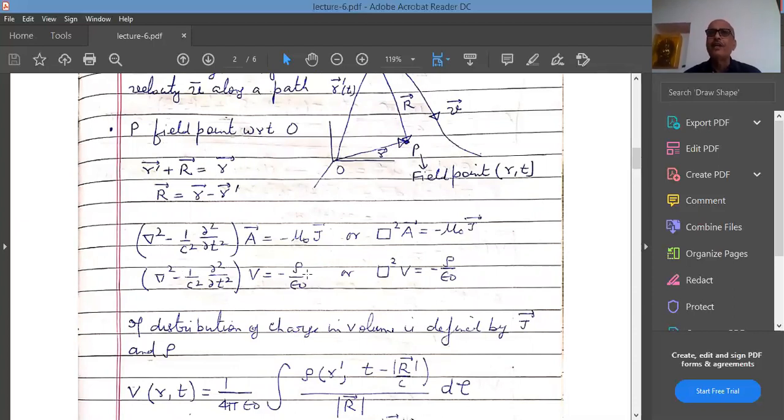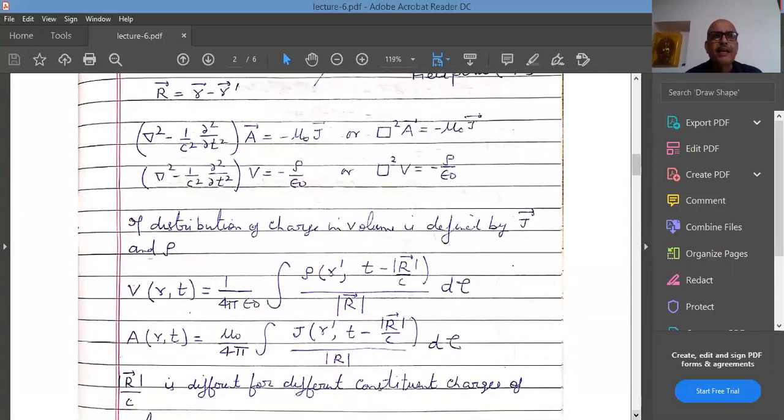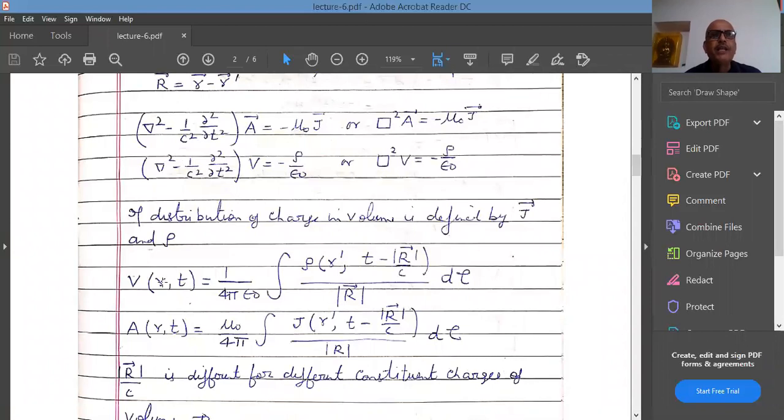We wrote the solution V as a function of r and time t equal to 1 upon 4 pi epsilon 0 integration over the whole volume of rho into d tau divided by r. On a similar footing, in fact, it's a 4-dimensional problem. It's a problem of electrodynamics where time variation has also been taken into consideration. So if the distribution of charge in the volume is defined by, let us say, J and rho again, we can write down the solution of these two equations as V(r, t) is 1 upon 4 pi epsilon 0 rho at r dash, and at time t minus R upon c, divided by R into d tau.